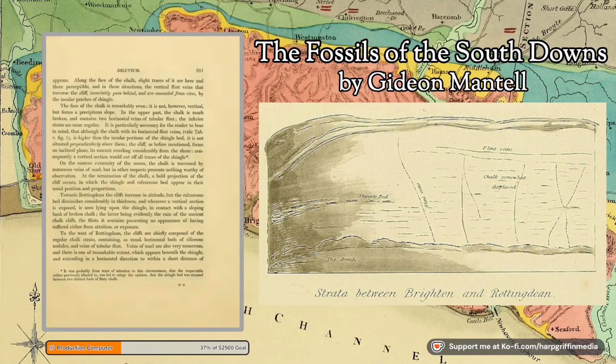Towards Rottingdean, the cliffs increase in altitude, but the calcareous bed diminishes considerably in thickness, and wherever a vertical section is exposed, is seen lying upon the shingle, in contact with a sloping bank of broken chalk. The latter being evidently the ruin of the ancient chalk cliffs, the flints it contains presenting no appearance of having suffered either from attrition or exposure.